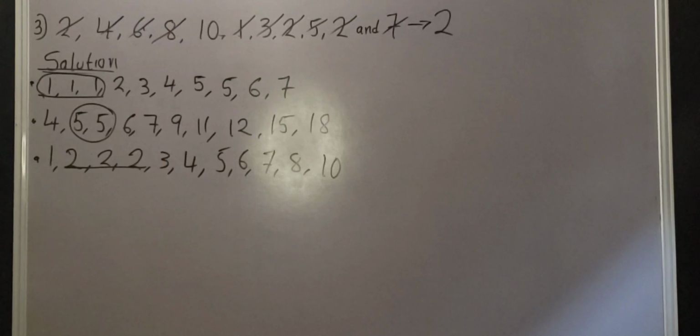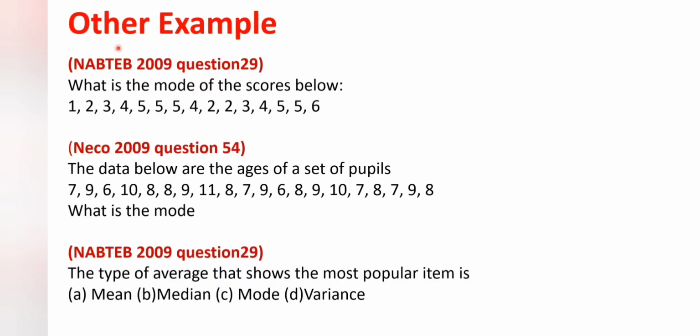Now let us proceed to some past questions. Okay, let's have other worked examples. These are questions that I gathered from past questions. As you can see, we have NAPTEP 2009 question 29. What is the mode of the scores below? We have NECO 2009 question 54. The data below are the ages of a set of pupils. What is their mode? And also, we have NAPTEP 2009 question 29. The type of average that shows the most popular item is. You have to choose.